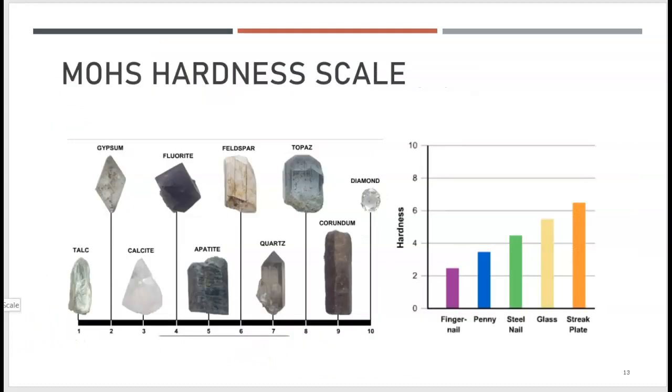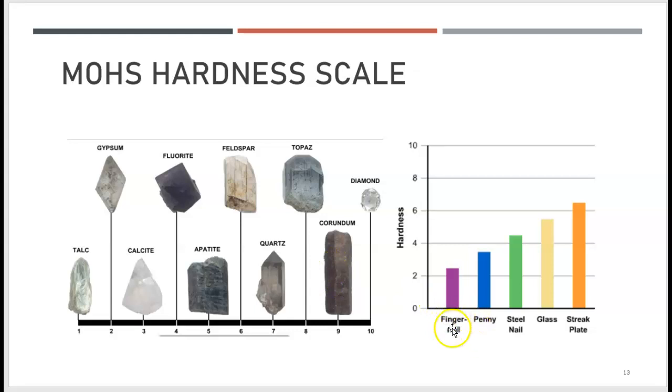Moving along to the hardness scale. The hardness scale is just how soft or hard a mineral is compared to other things. And so we know that talc is the softest mineral and diamond is the hardest mineral. And so we can use these other standpoints to compare things to it.